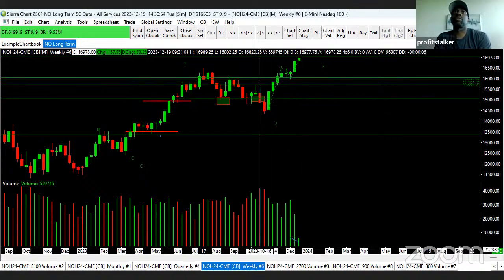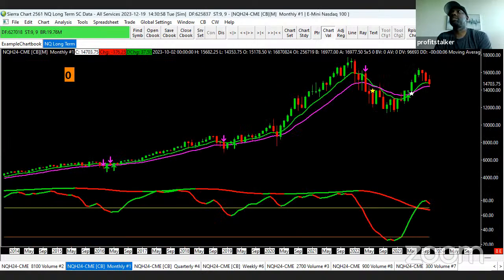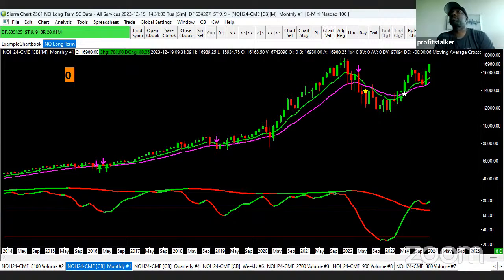And then the next thing we're going to do is go to the monthly. And as you can see here, the monthly is up. It is in a definitive uptrend on the monthly. Just don't know if it's going to continue through or not. So you got to keep those things into consideration.